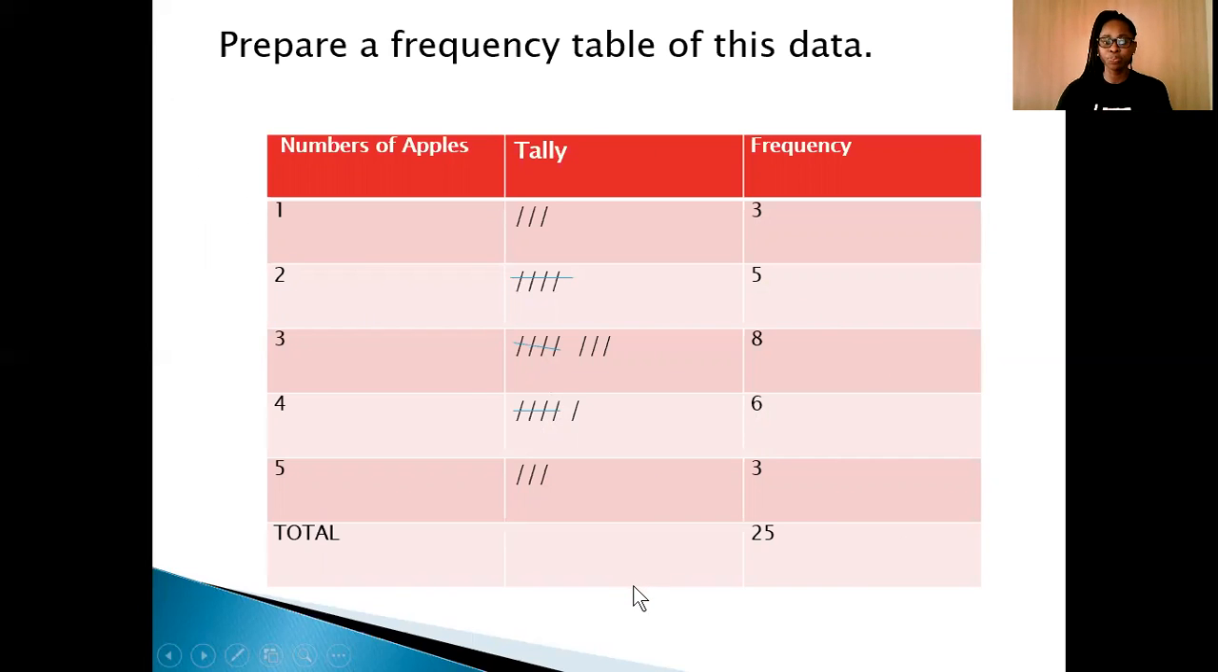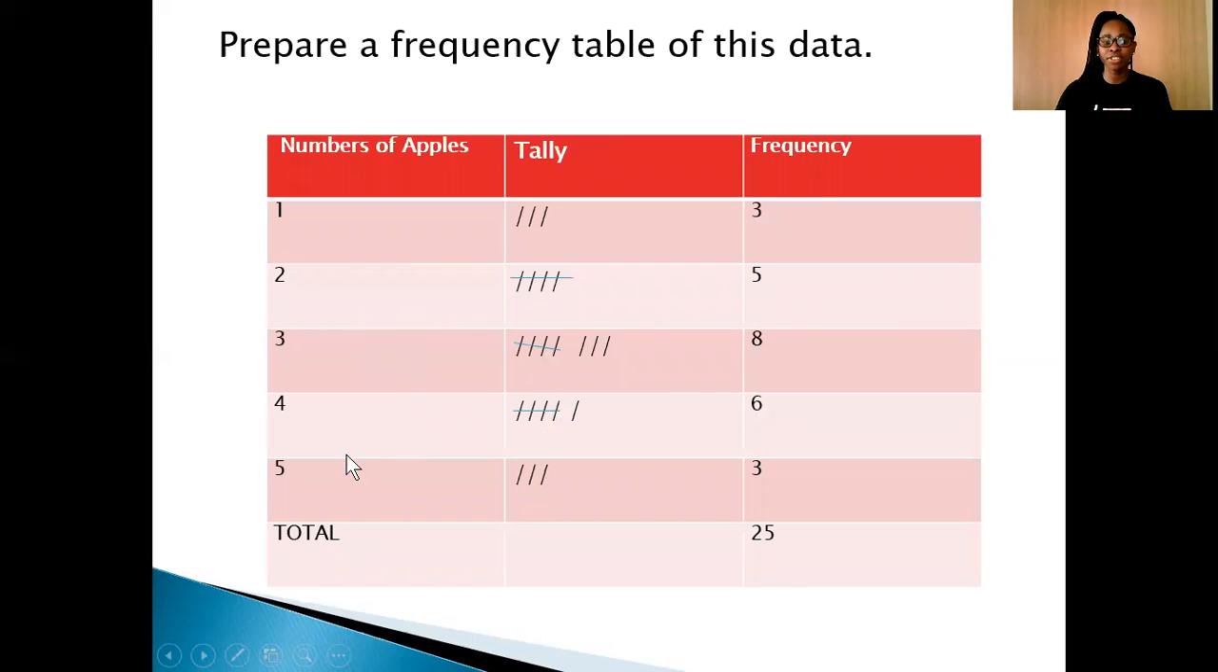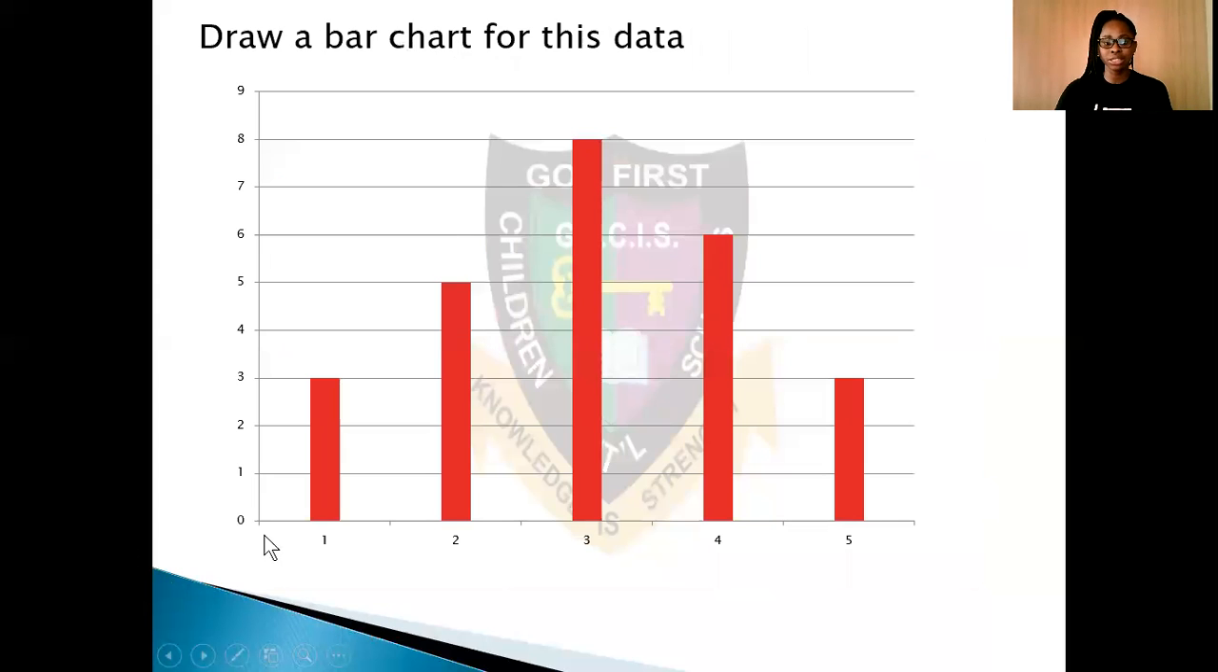So we'll move to the next question. Draw a bar chart for this data. We should draw a bar chart using this frequency table. Our horizontal line will be represented by the number of apples, while the frequency will be the vertical line, the number of times the apples are occurring.